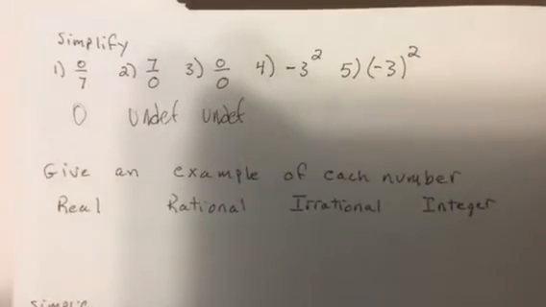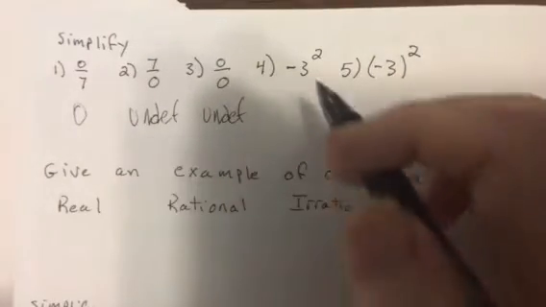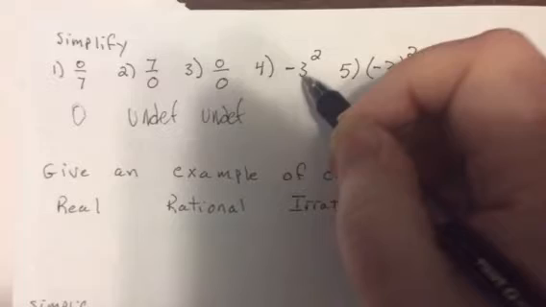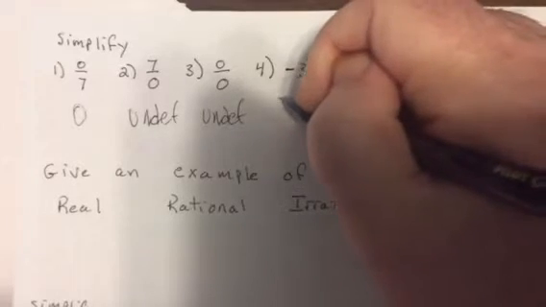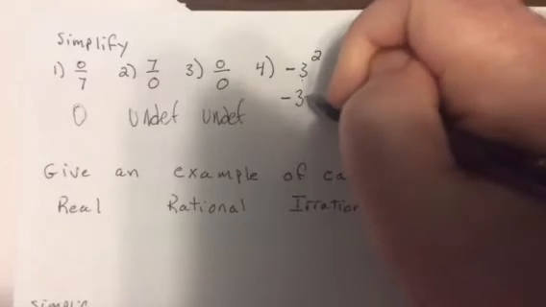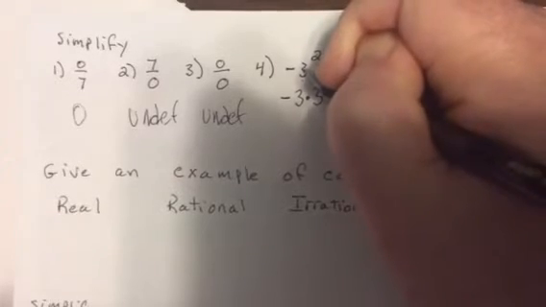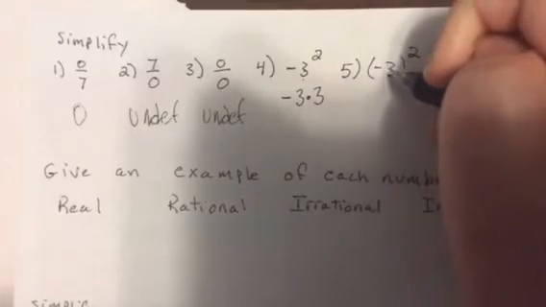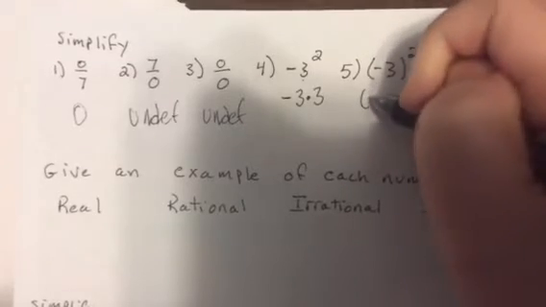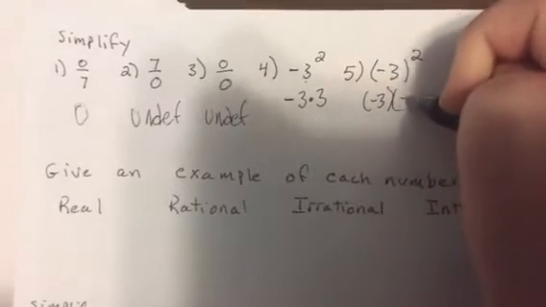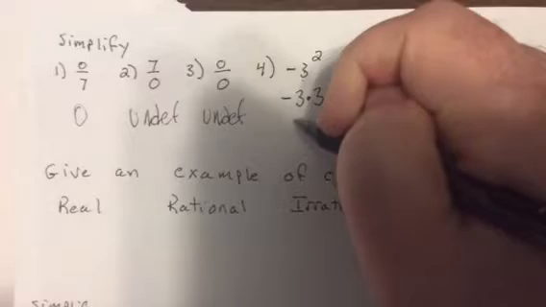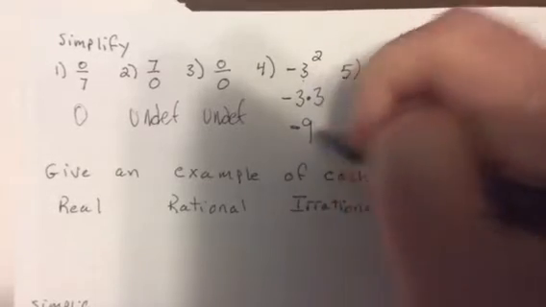Now, I abbreviated, by the way. Now this, not in parentheses. So this means what's the opposite of 3 times 3? The square only affects what it's right next to unless it's in parentheses. So this is negative 3 times negative 3. Do you see the difference? So this is negative 9.